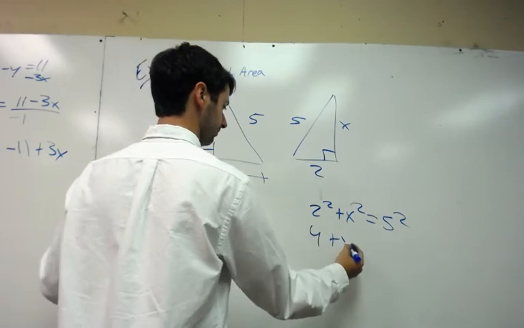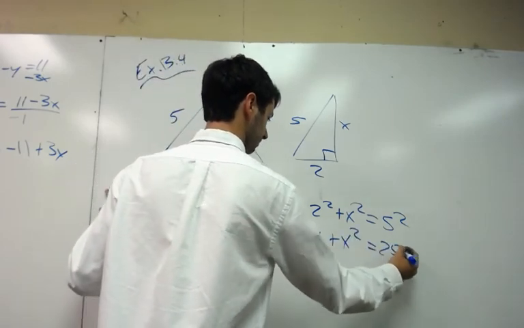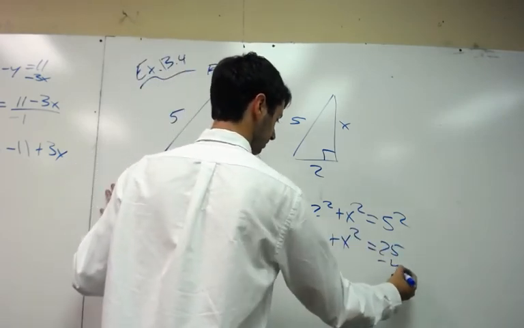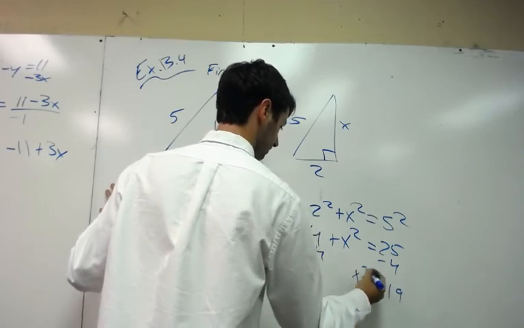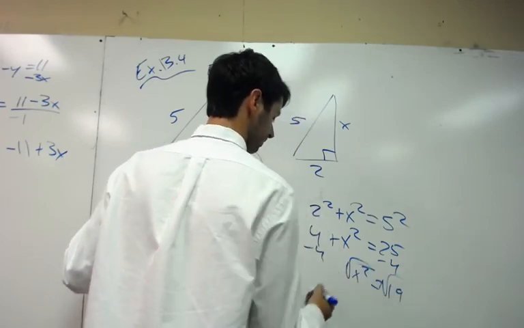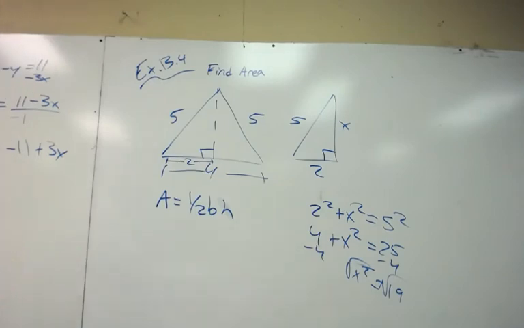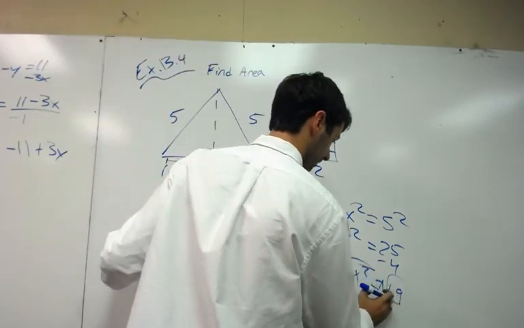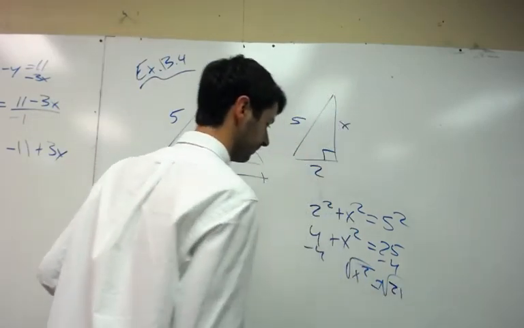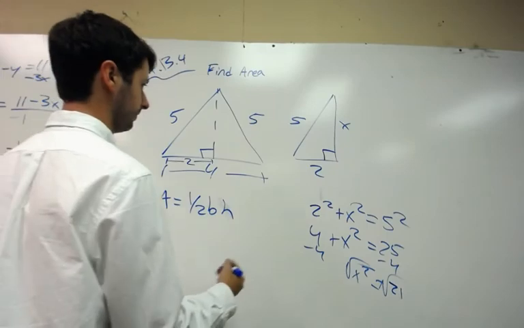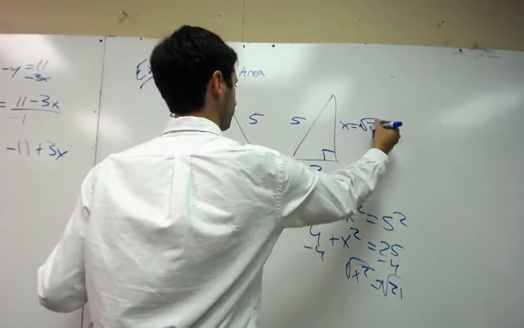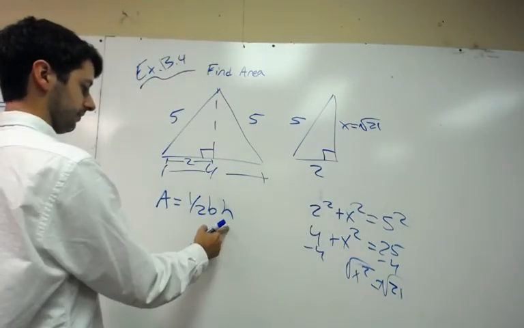And we solve. Subtract 4. 19 equals x squared. So therefore, square root of 19 equals x. So now we have our height. Haven't solved yet. Oh, sorry, 21. I don't know where I got 19 from. 21. Square root of 21 equals x. So now we have our height and our base.